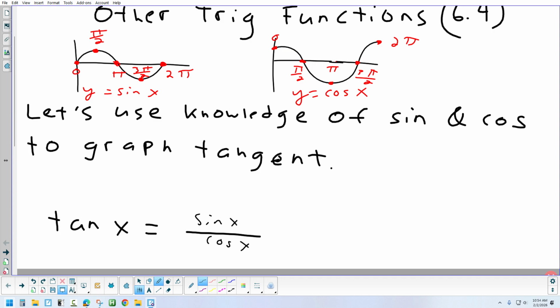Since we can rewrite tangent as sine over cosine, and we know a little bit about sine and cosine, that's going to help us to know a little bit about tangent. How is tangent sine over cosine? Remember when we did the unit circle? What was the definition of sine on the unit circle? What part of the coordinate was it?